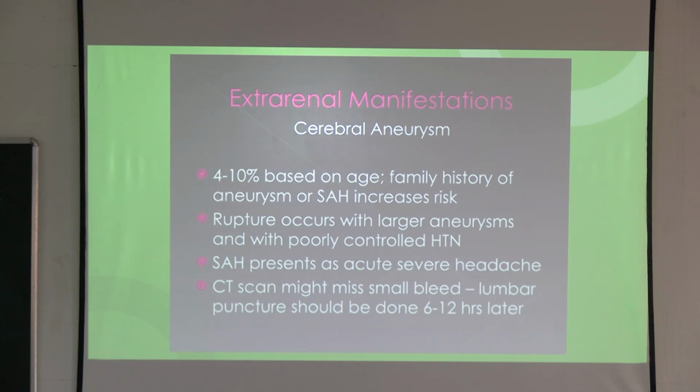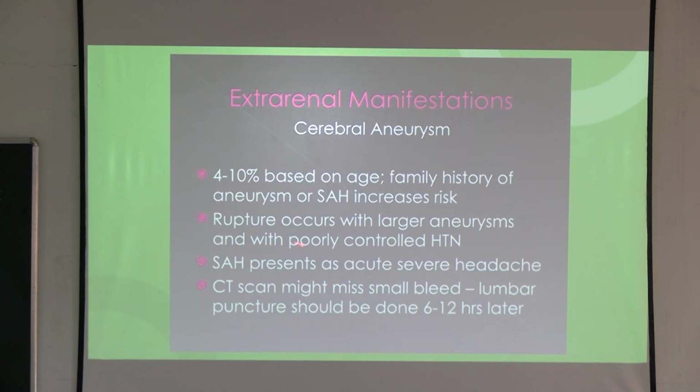I told you that the polycystin 1 and polycystin 2 genes are evident in renal tubular epithelium as well as any organ that has tubules: kidney, pancreatic duct, and also the vasculature of the cranial architecture. Okay, so cerebral aneurysm is the most common extrarenal manifestation of autosomal dominant polycystic kidney disease. 4 to 10% based on age, family history of aneurysm or SAH. What does it mean? Subarachnoid hemorrhage.